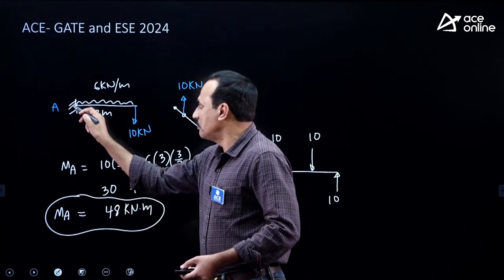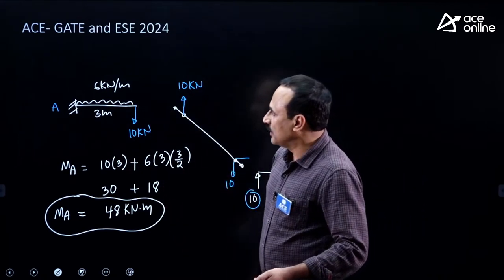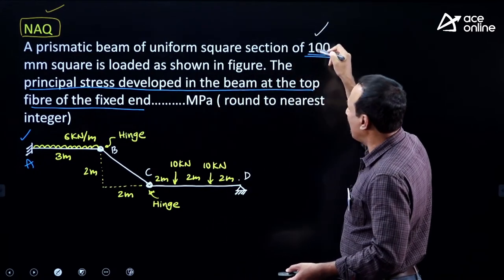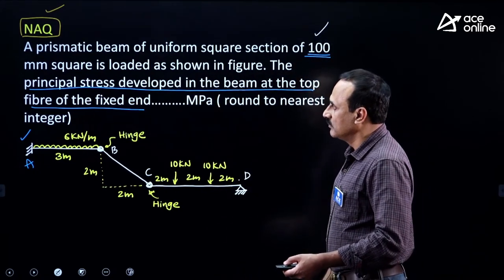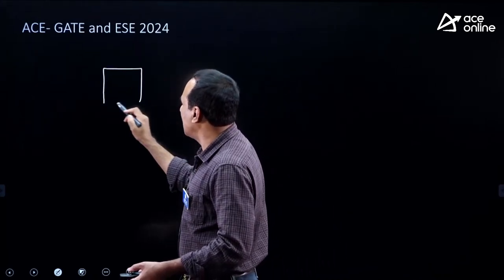They're asking you the principal stress on the top fiber of the fixed support A. What is the cross section given? It is a square cross section of 100 mm. So at the fixed end, the cross section is 100 by 100 mm.